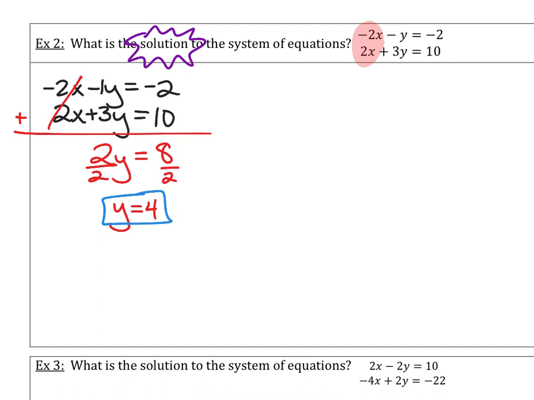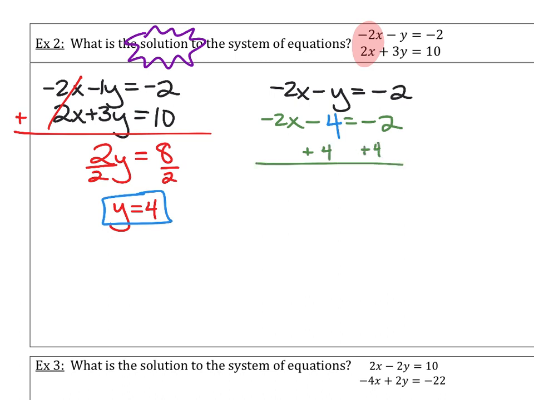To find the other half, I'm going to take one of the original equations. I like choosing the top one, just out of habit. And anywhere I saw a y a second ago, I am instead going to place a 4. Because y is 4. Okay, this is a two-step equation, so pretty simple. I'm just going to go plus 4 on both sides, plus 4.